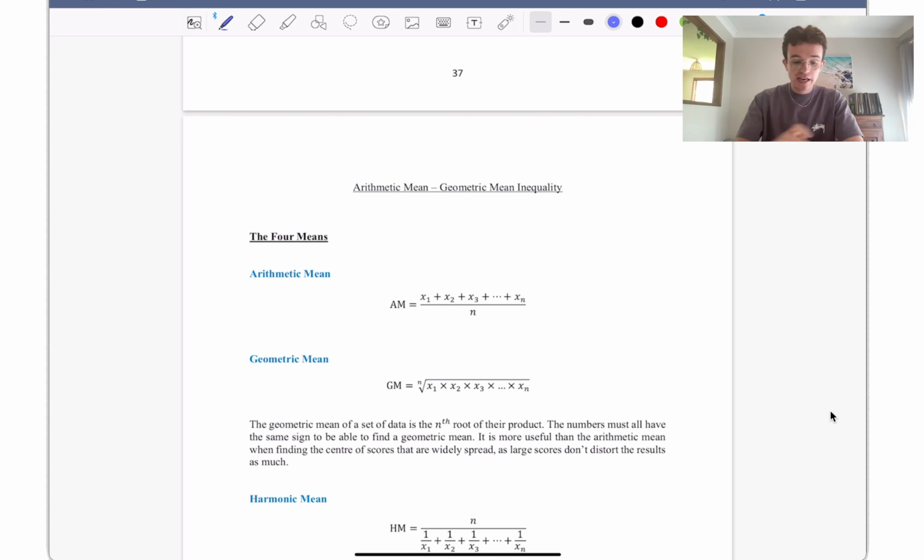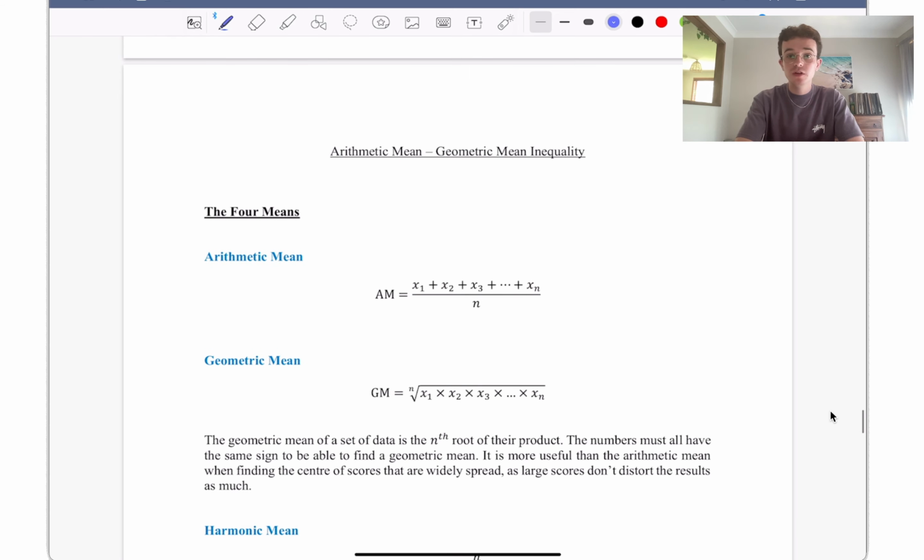Alright, so today we're going to have a look at further proofs using inequalities. Specifically, we're going to have a look at the arithmetic mean, geometric mean inequality. The arithmetic mean is one that we're very familiar with. We call it the average. And of course it's equal to the sum of all of the numbers divided by the number of numbers.